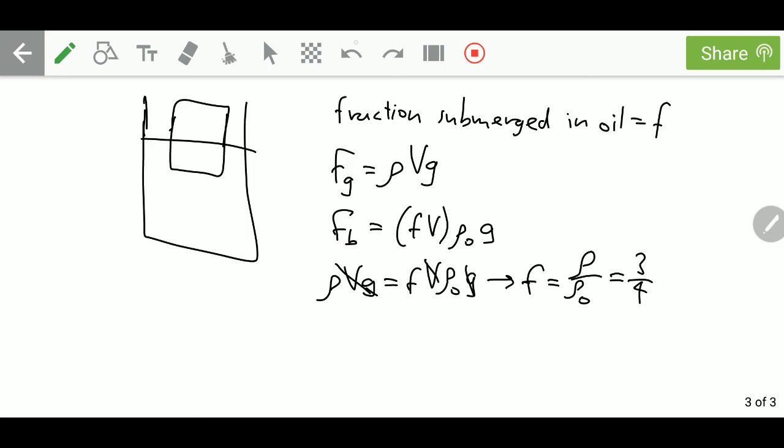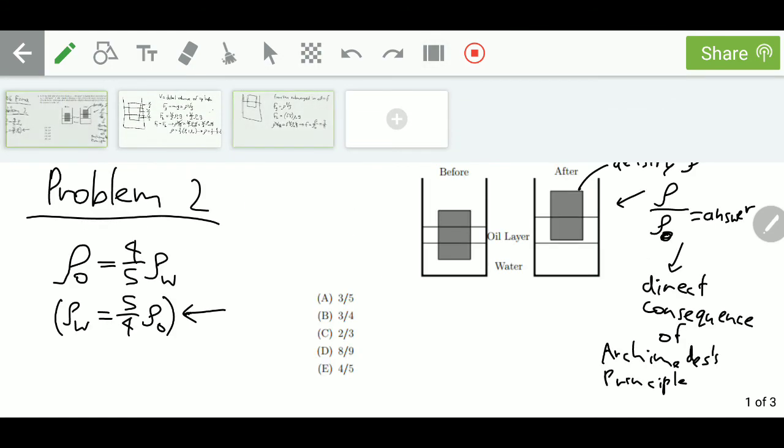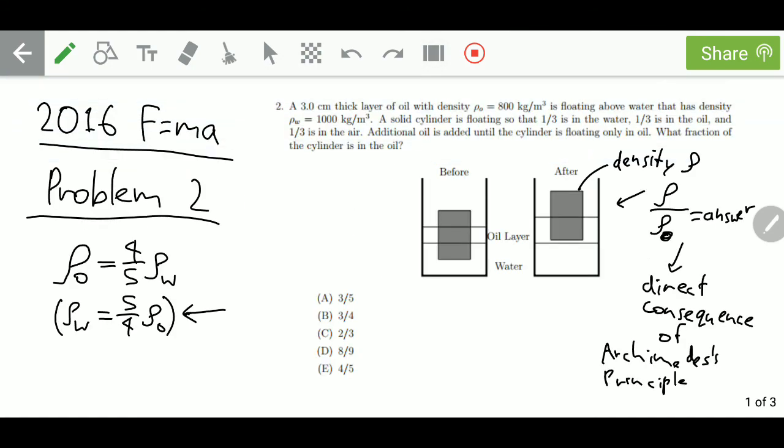And so now, to finish the problem, let's go back to our options, and we see indeed that 3/4 of the cylinder is in the oil, and so our answer is option B.